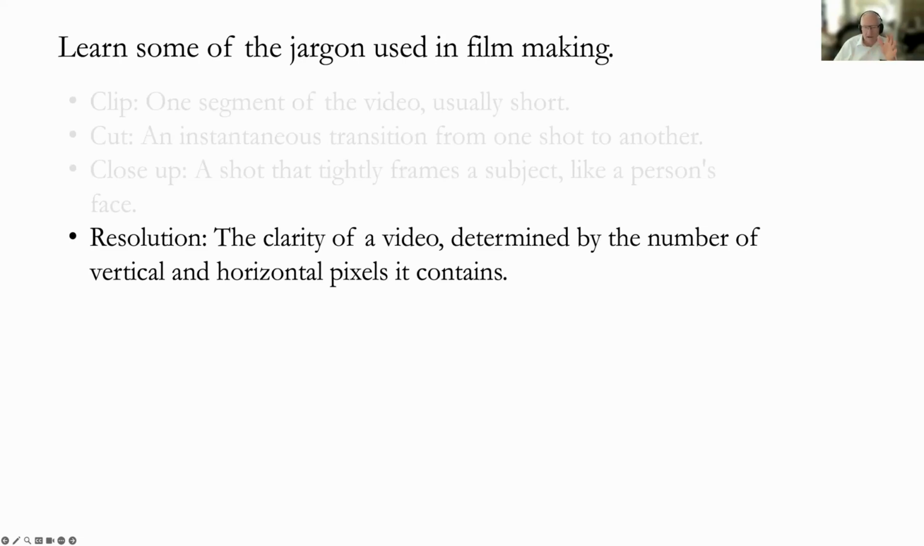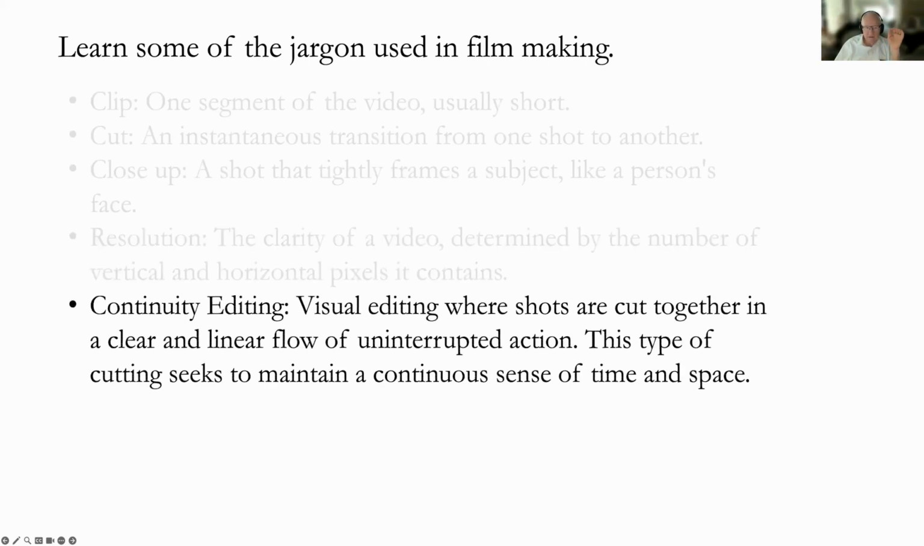This is something you need to determine ahead of time: how you're going to do the video and what format it's going to be in. YouTube has a standard format, so whatever you put on YouTube is going to be subject to that specific YouTube format.